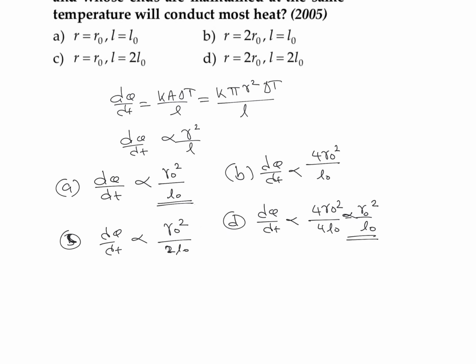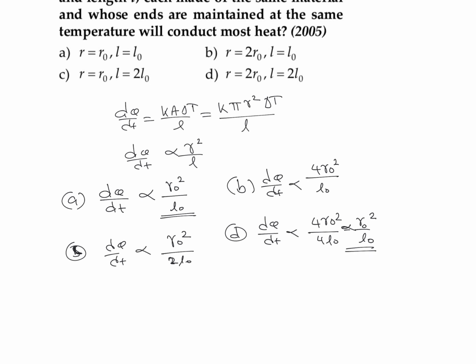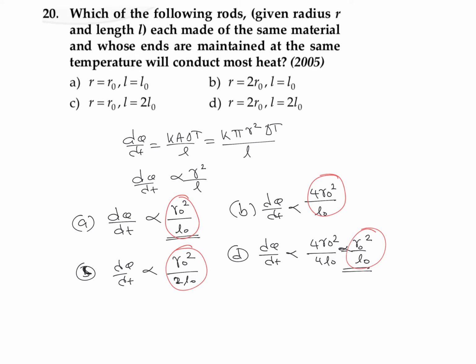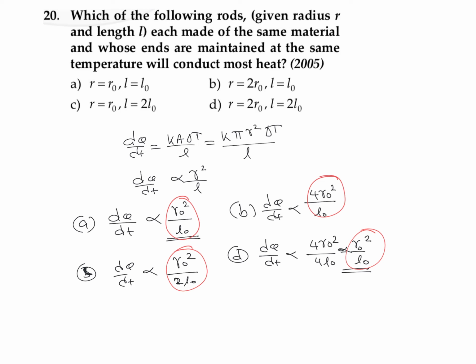So if you are comparing these things, for the first one it is r naught square by L naught, for the second one it is 4 times r naught square by L naught, the third one is 1 by 2 times r naught square by L naught, and the last one it is r naught square by L naught. They are asking in which situation we will have the maximum value, or conduct the most. So in this situation dQ/dt is maximum. So we can say that option B is correct.